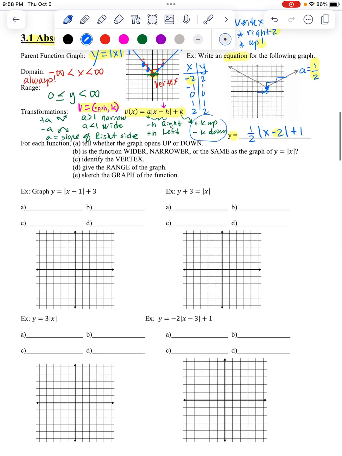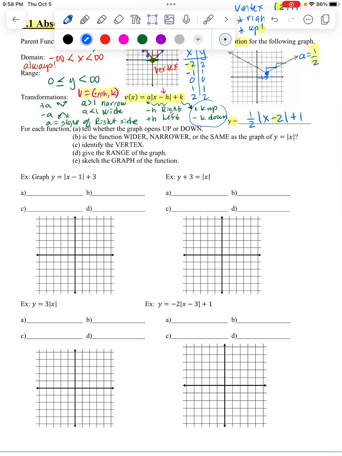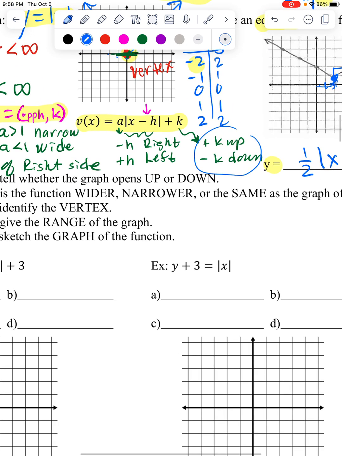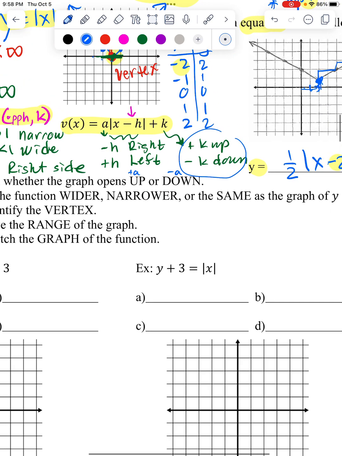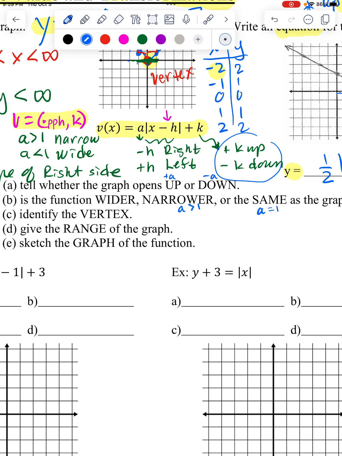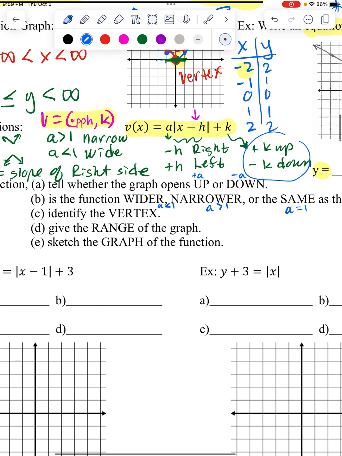All right, so let's practice a few things. This is walking us through the steps. Tell whether it opens up or down. So think about what that's asking you. Up is going to mean that you have a positive A. Down is going to mean you have a negative A. Is it wider, narrower, or the same? Well, that would mean here that you don't even see an A value. It's a 1 out front. Narrower is going to mean it's steeper, so it's got a greater slope than 1. And then wider means it's less steep, so it's going to have a slope less than 1.